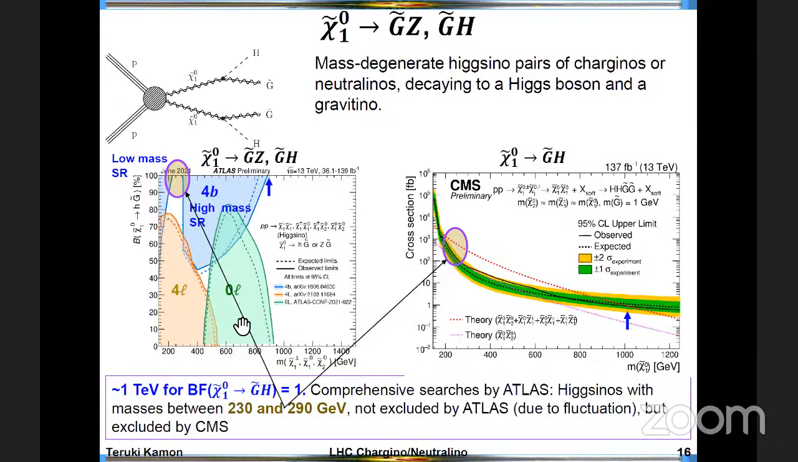However, you can notice a particular region here, with mass between 30 and 90 GeV. It is not excluded by ATLAS, but at the same point, CMS has excluded this point. So this is understood as a fluctuation in the particular data set.